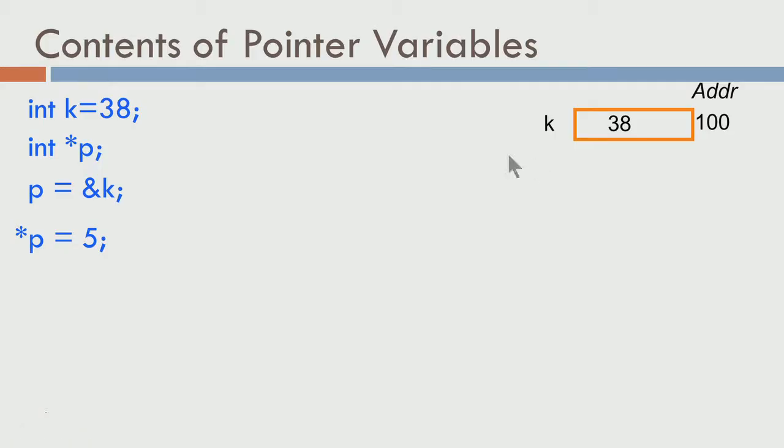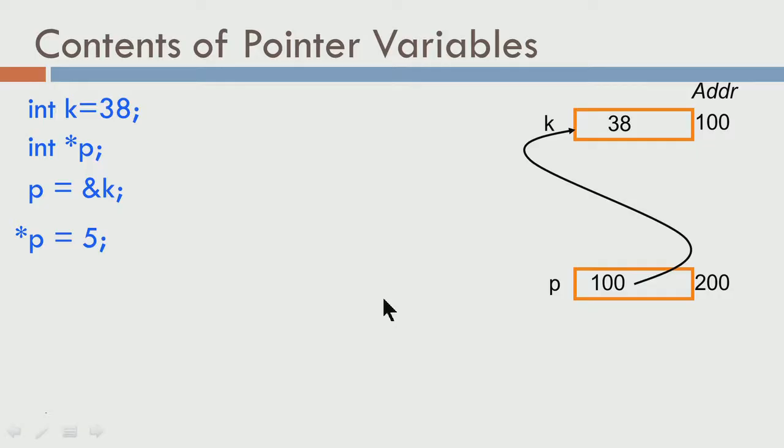Now, let us look at the next line, int star p. So, p is a variable name. Every variable gets a memory location. So, p gets a memory location, in this case I am assuming that it is 200, but what type is p? p is of the type int star, or it is a pointer to integer. So, int star p is a pointer to integer.